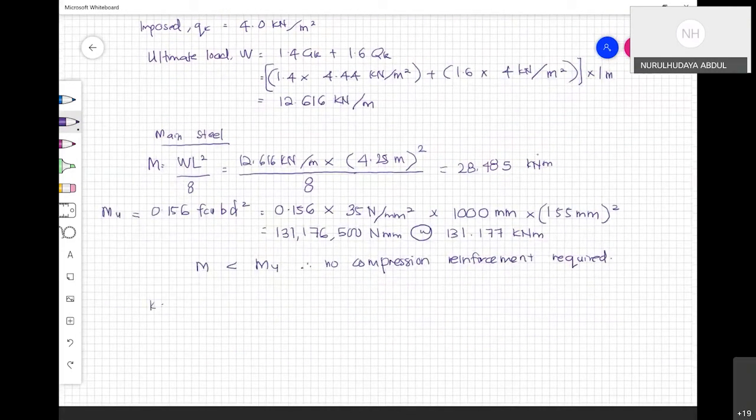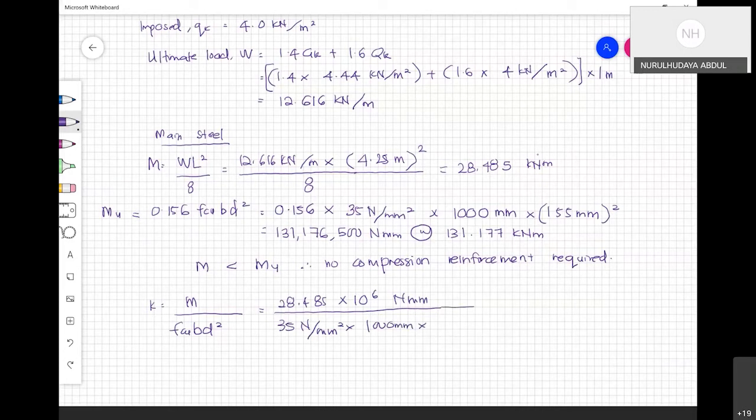After this, kita boleh kira K. So K equal to M divide by FCU BD square. Masukkan M which is 28.485 times 10 power of 6 Newton mm divide with FCU. Kita dah tahu soalan bagi 35. And the B is 1000. And the D is 155. Power of 2. Okay, kira dulu.